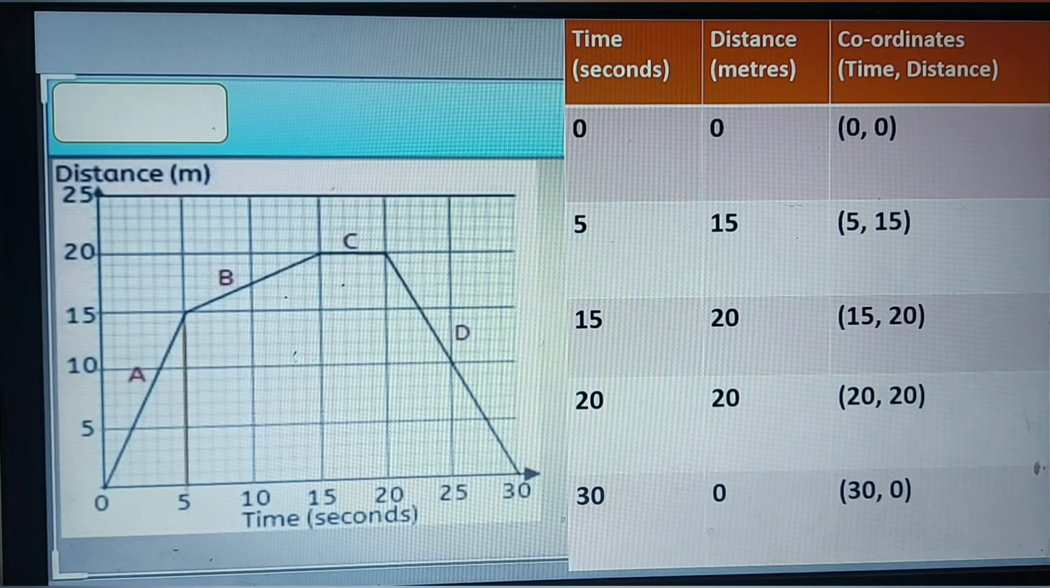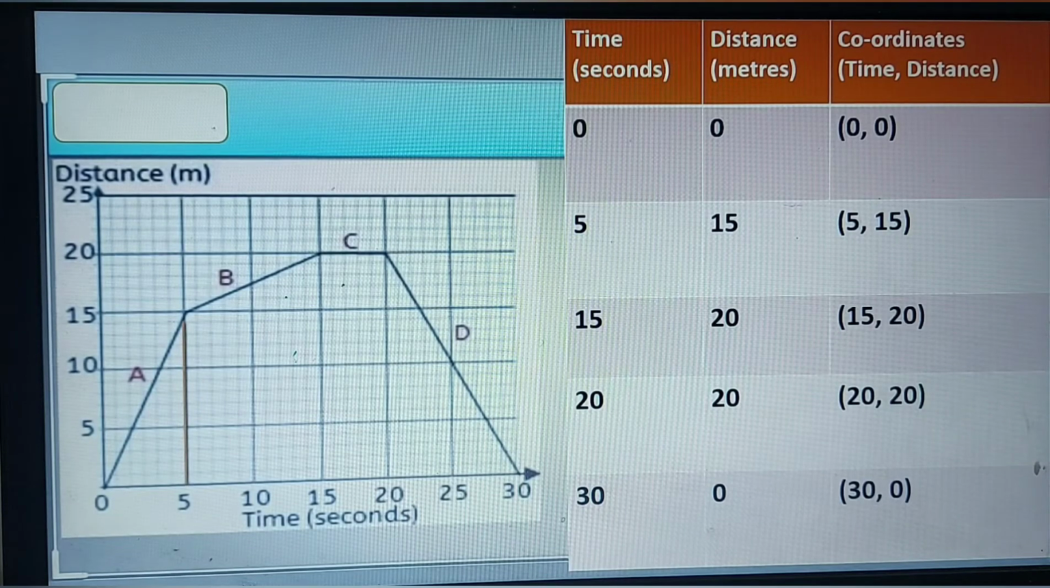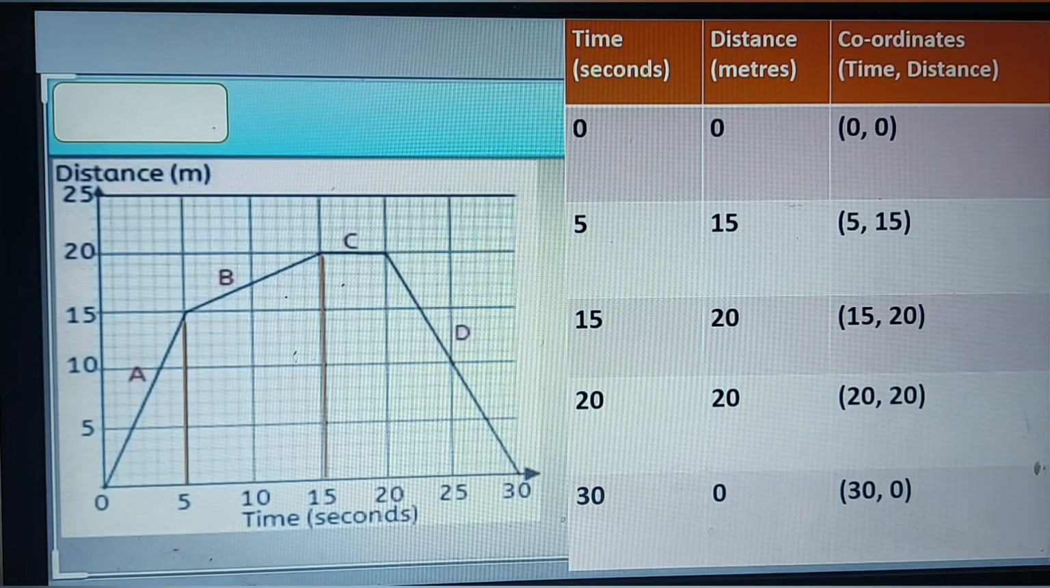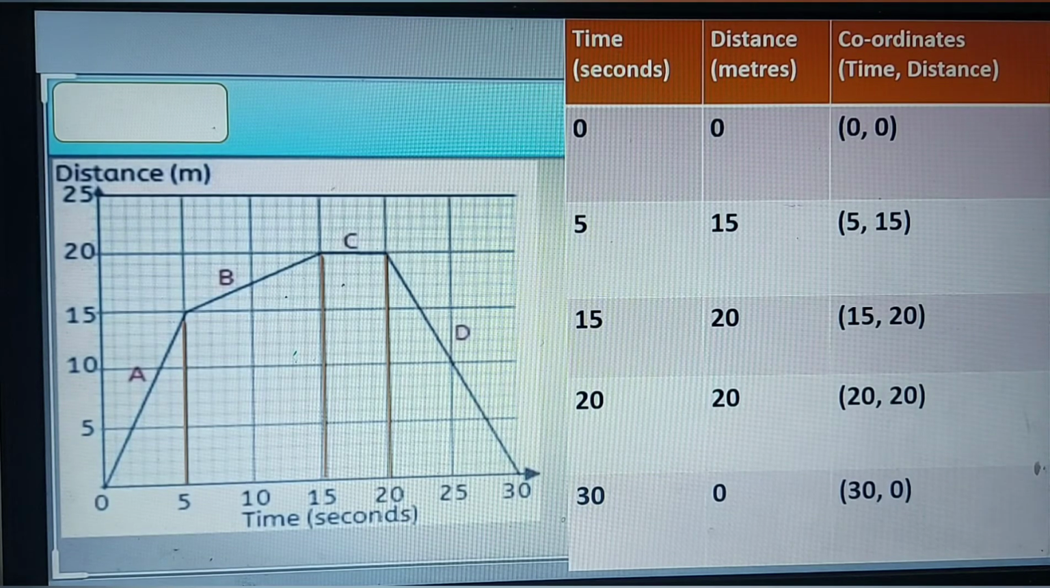And the next point shows that a distance of 15 meters was covered in 5 seconds. Okay, that's the line. And the next one shows that a distance of 20 meters was covered in 15 seconds. Okay, and the next one shows that a distance of 20 meters was covered in 20 seconds. And finally, the last point shows that in the last 10 seconds, no distance was covered.